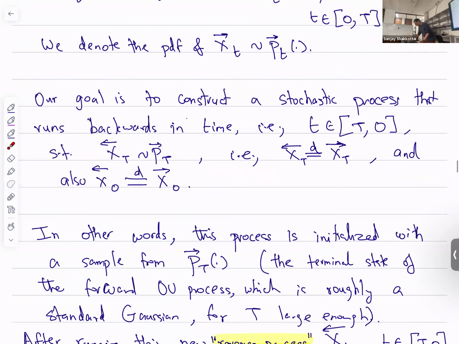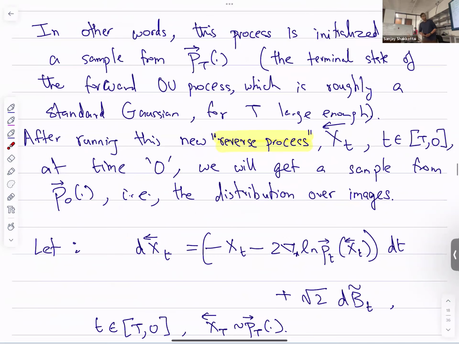Now I'm going to reverse this. My claim is the following. Let's call this new reverse process x back of t, going from capital T to 0. We are going to define a new SDE, which is the following. Its diffusion term is still root 2 d b tilde t, exactly the same. I'm putting b tilde because it's an independent copy of a Brownian motion.